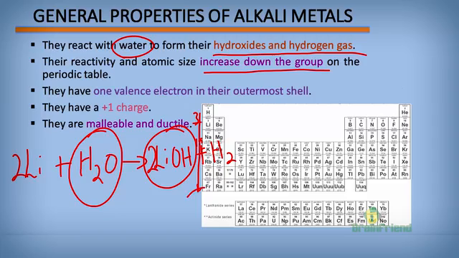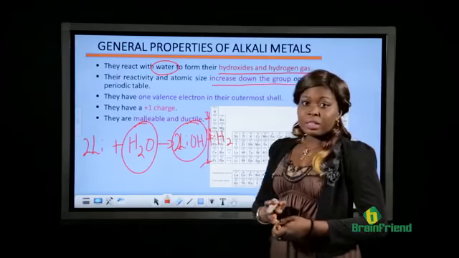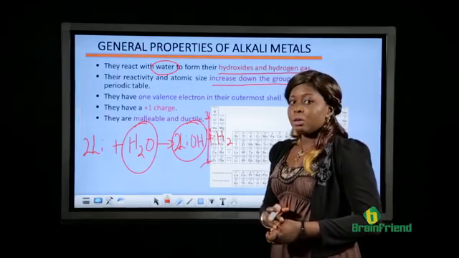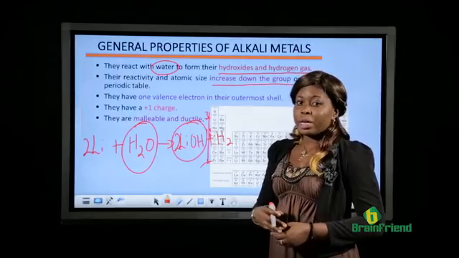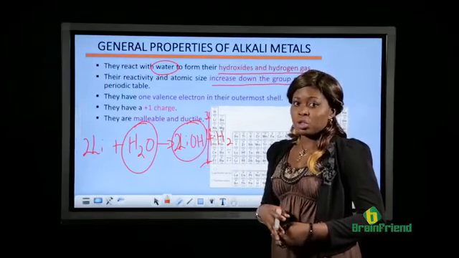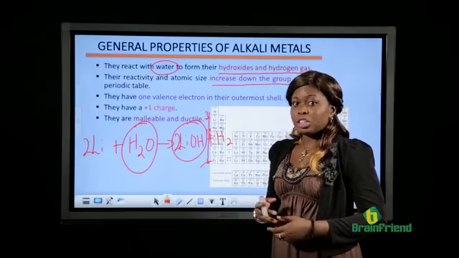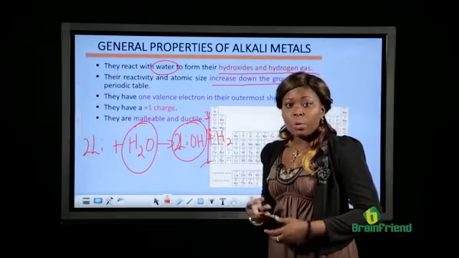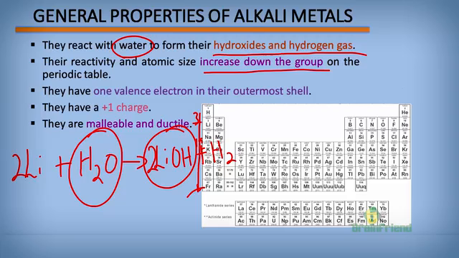So the atomic size increases down the group, and their reactivity as well increases down the group, because the further away the valence electron is from the nucleus of an atom, the easier it is for that electron to be pulled away from that atom. So their reactivity increases down the group. It means that francium will be more reactive than cesium. Cesium will be more reactive than potassium. Potassium will be more reactive than lithium.